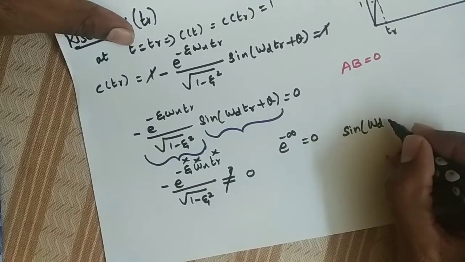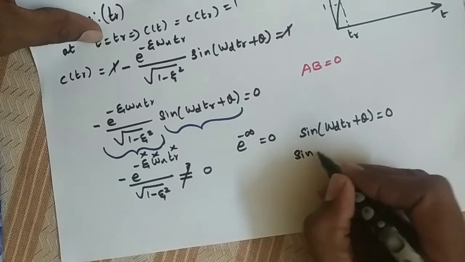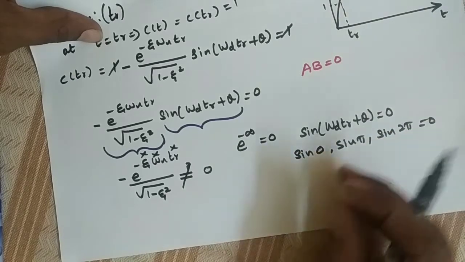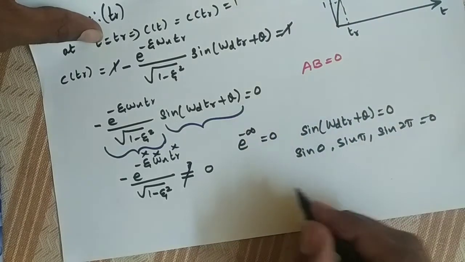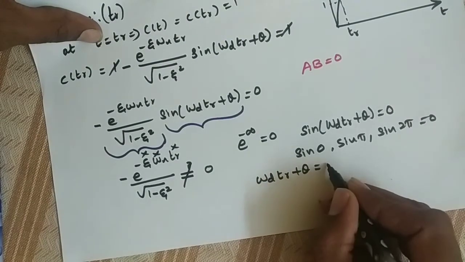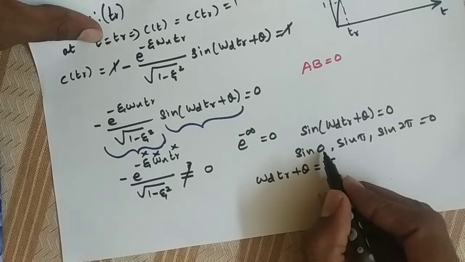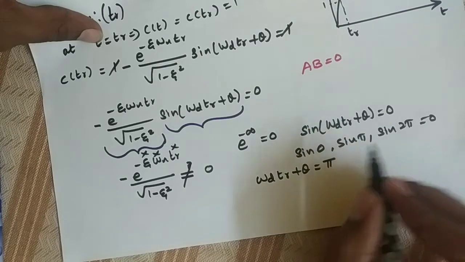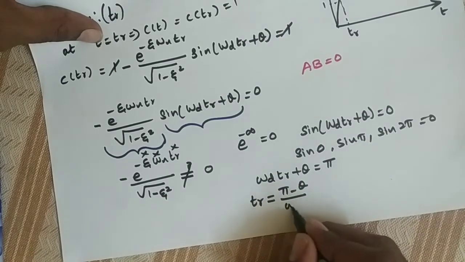Absolutely, sine of omega d tr plus theta may be 0. We know the sine series: sine 0, sine pi, sine 2 pi equal to 0. So this sine equivalent to 0 means omega d tr plus theta equal to pi, we are assuming it as pi. If you assume 0, that will be a complex one, so for our convenience, we are considering it as pi. So let's take the value of tr here: pi minus theta divided by omega d.